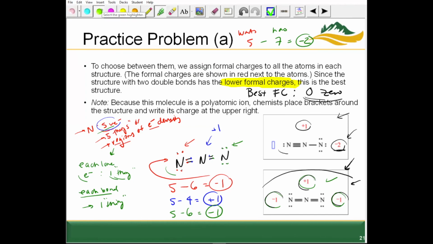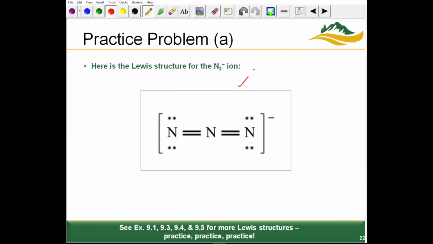So the structure that wins out here is the one without -2, just +1 and -1. That's better than -2 and +1. So this is not ideal. +1 and -1 are more ideal. This is the better structure for that ion. So here's our final Lewis dot structure seen here as well.